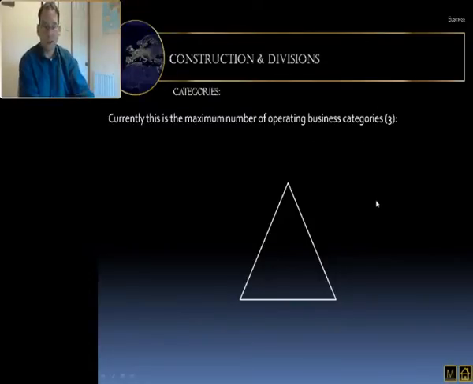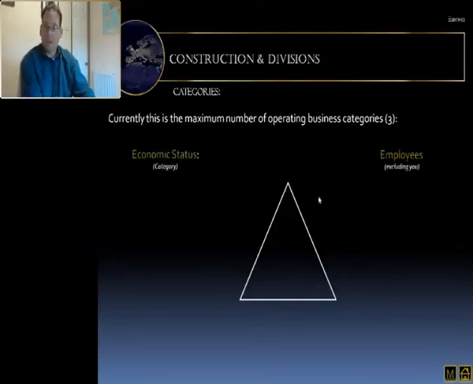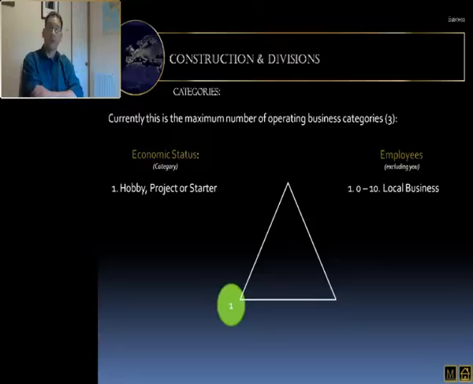And like I said, in stage 1 and 2, under the management, we have a look at economic statuses and employees. Whereas within the actual stages of Shadow Crowns, it doesn't emphasise these points. This is the other side to it all. So the category itself is hobby, project or starter. We cover that part. However, on the other side, we've got 0 to 10 employees, classified as a local business. It may only be operating in one town, or city, or village.